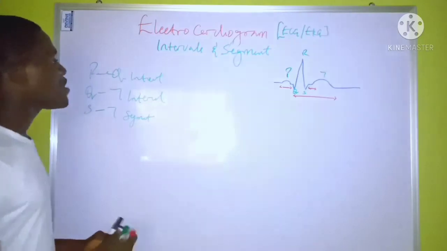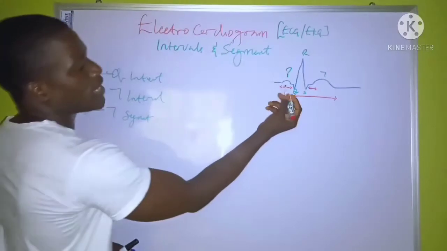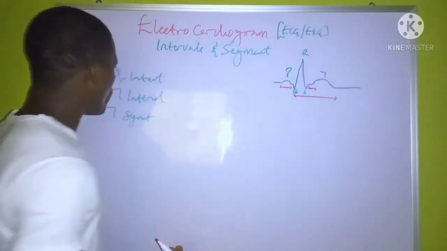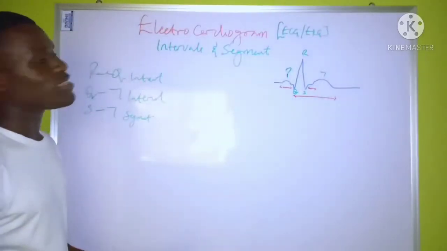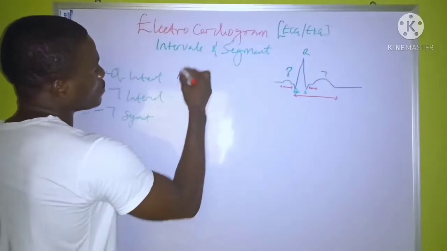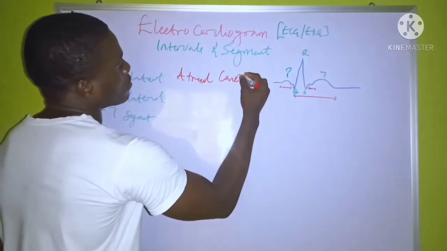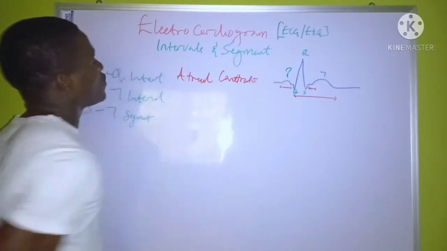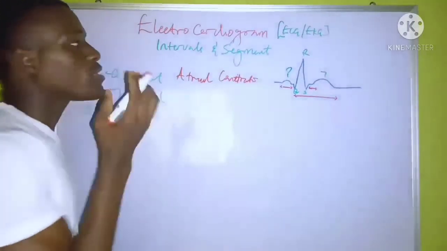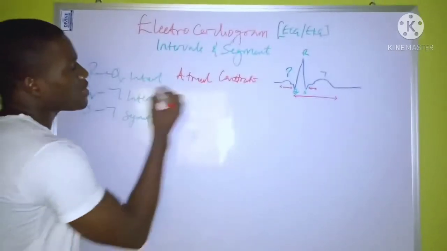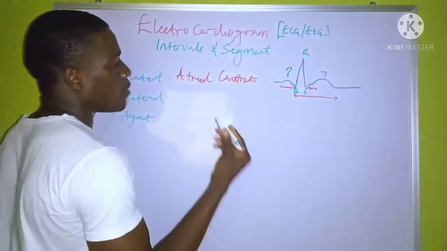The PQ interval starts from the beginning of the P wave and ends at the beginning of the Q wave. That is, it's from the beginning of P wave to the beginning of Q wave, and what it represents is atrial contraction. That's what the PQ interval represents, and it also represents the time with which the impulse travels from the atrium to the AV node and then to the AV bundle fibers.